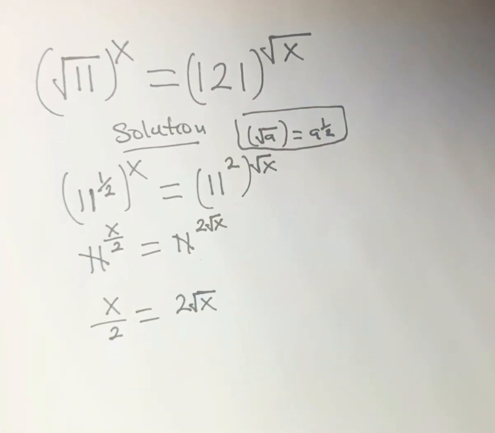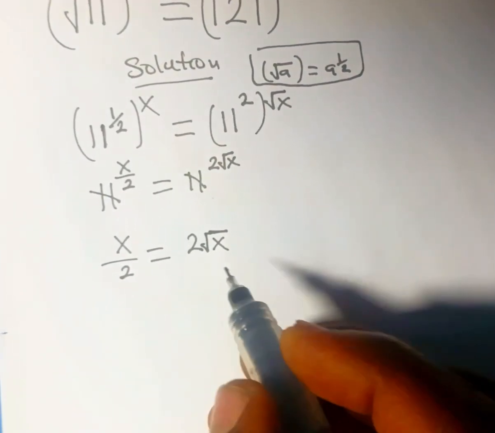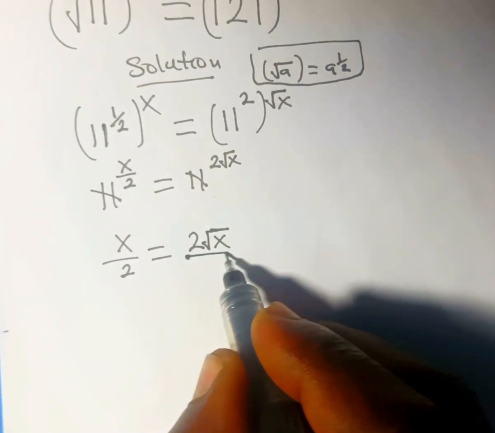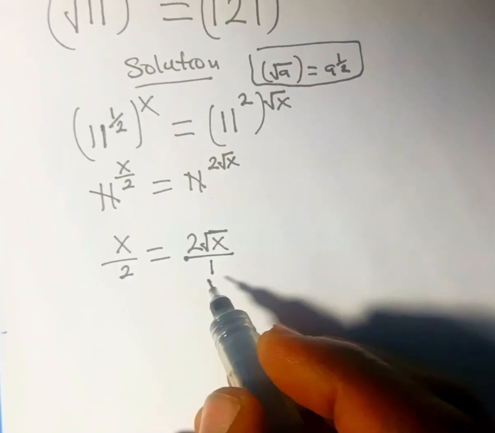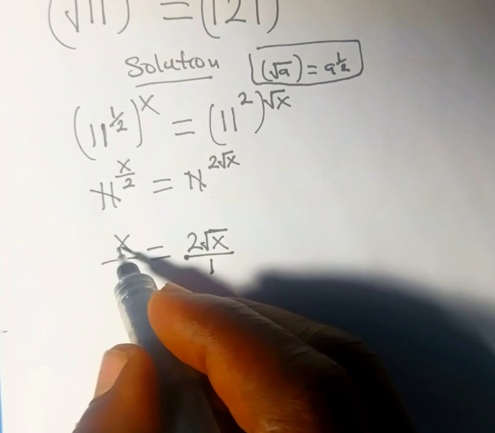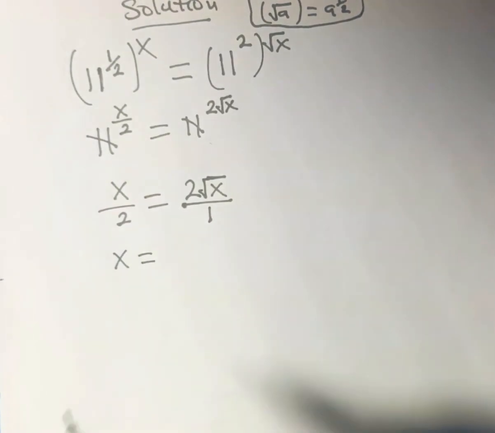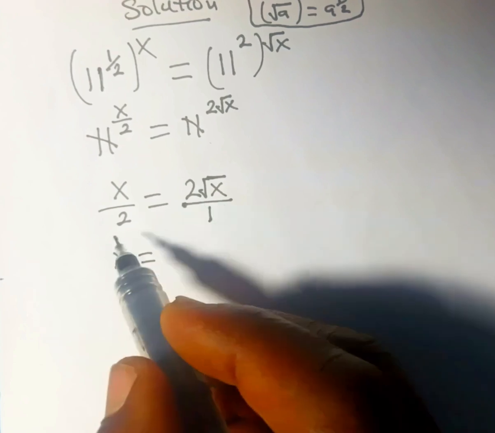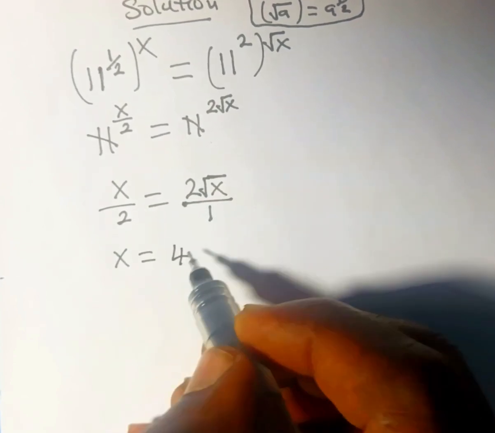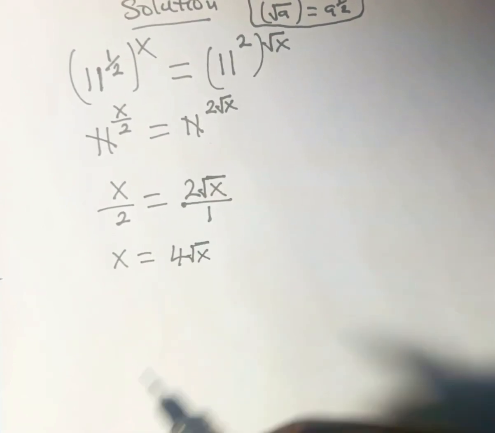The next thing we're going to do is to cross multiply. So this is just like 2 root x over 1, so that we can have 1 multiplied by x, which gives us x, equal to 2 multiplied by 2 root x. 2 multiplied by 2 gives us 4, then 4 root x.